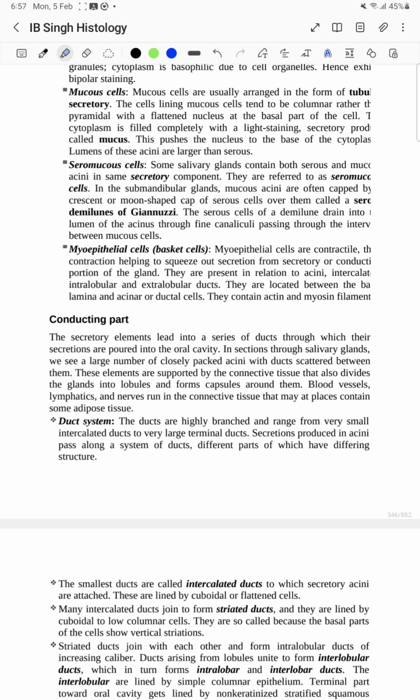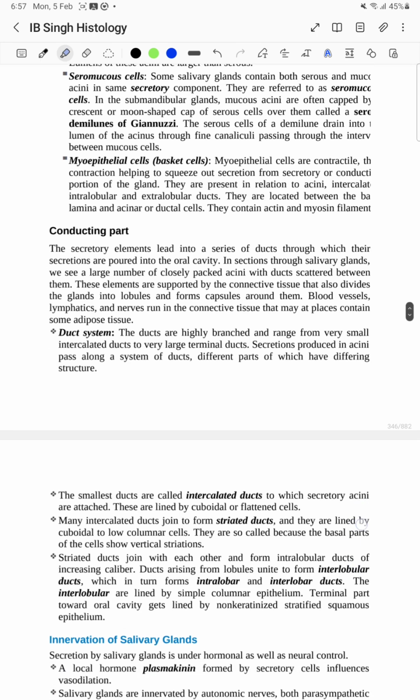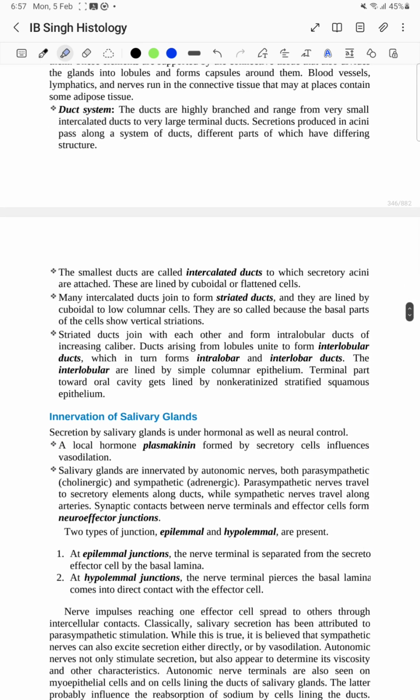Duct system. The ducts are highly branched and range from very small intercalated duct to very large terminal duct. Secretion produced in acini passes along a system of ducts, different parts of which have different structure. The smallest ducts are called intercalated ducts, to which secretory acini are attached. These are lined by cuboidal or flattened cells. Many intercalated ducts join to form striated ducts, and they are lined by cuboidal to low columnar cells. They are so called because the basal part of the cells shows vertical striation.